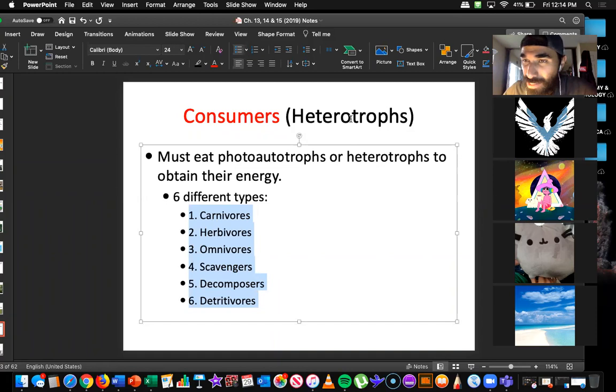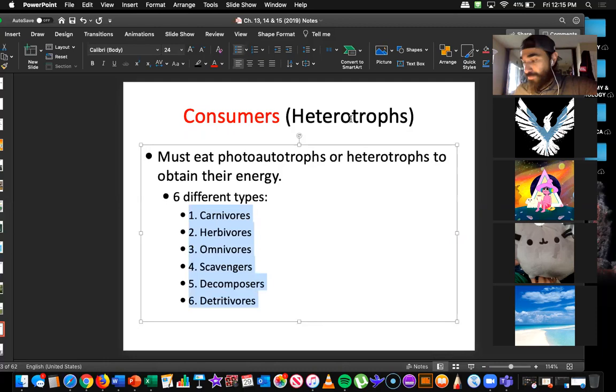Does that make sense, guys? What an autotroph is versus a heterotroph. Does that make sense? What's the difference? Someone tell me. What's the difference between a heterotroph and an autotroph? Someone tell me. I want to say that producers make their own food, while consumers basically feed off the producers, all other living things. Yeah, exactly.